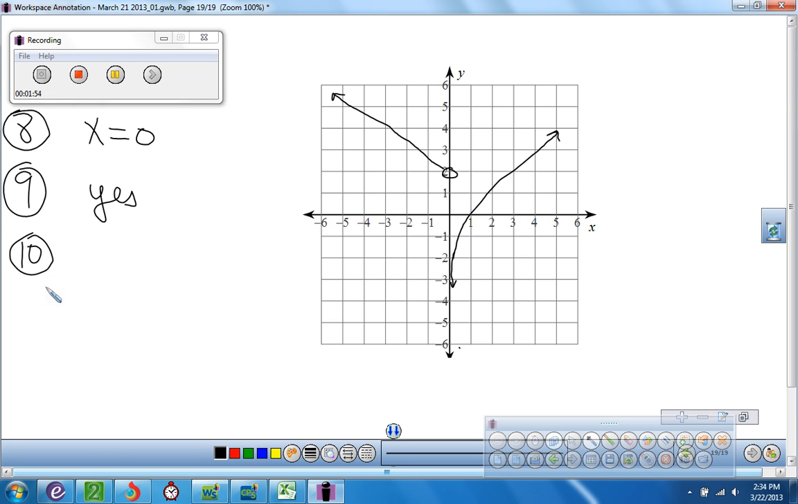All right, then for 10, does the graph pass the vertical line test? Does it cross more than once? No. So this would be a function.